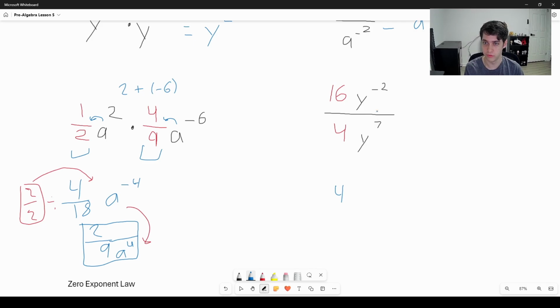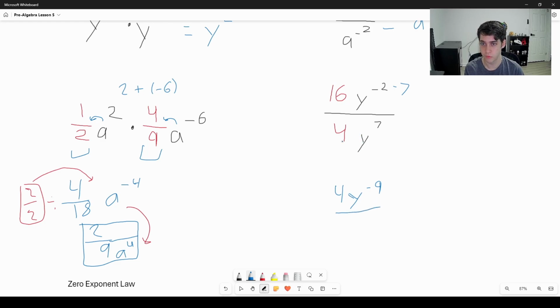Next, we're going to do our exponents. So it's -2, and we're doing division, so it's subtraction. So we're going to do -7 here, which is -9. And if you remember what I said earlier, that's the value for our numerator. So it's actually y to the -9 on top.